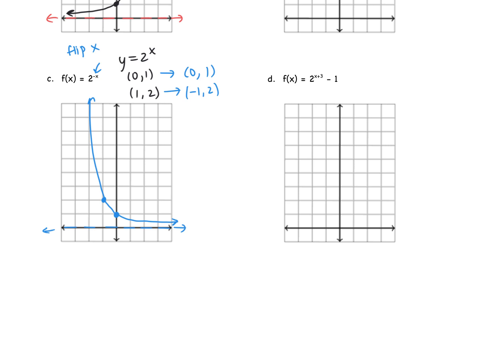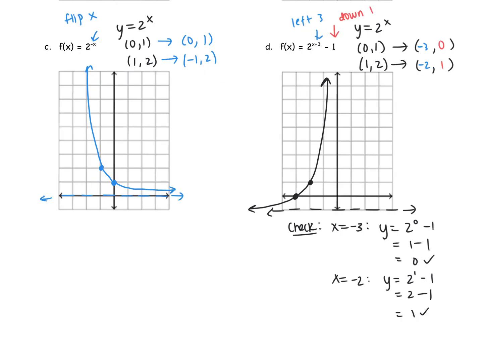Okay, what I would like you to do now is take 3 minutes and do D. Take 3 minutes and do example D, please. This is the graph that I got. So ultimately, my 2 points ended up at negative 3, 0 and negative 2, 1. I showed a little bit of extra work at the bottom. If you're not sure if your points are right, plug in negative 3, and you'll see that I got 0. And then if you plug in negative 2, you'll see that I got 1.